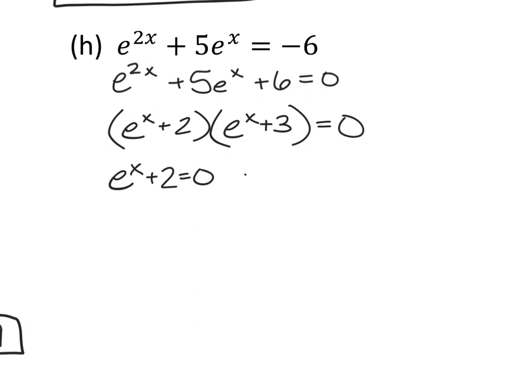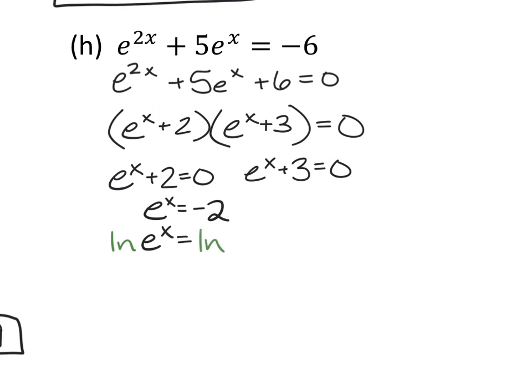each factor, and set it equal to 0 due to the zero product property. I'm going to do this first one first. We need to isolate the e to the x. So it'd be e to the x equal to negative 2. I'm going to take the natural log of both sides. So natural log of e to the x equal to the natural log of negative 2.